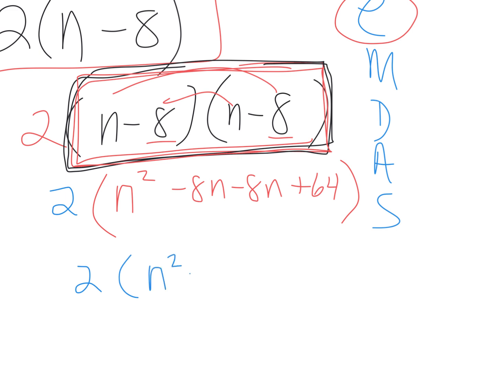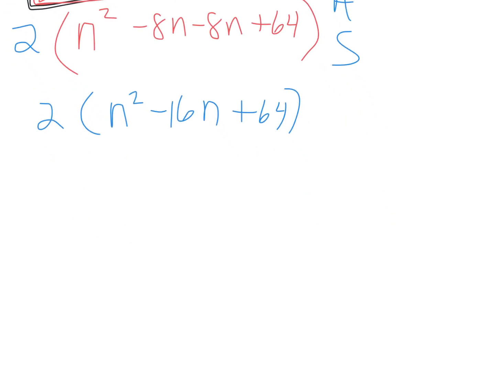n squared minus 16n plus 64. And now I have to times everything by 2. Now I know for some of you, you're going to be annoyed, wish you had a calculator, but 2n squared is really easy. 32n, pretty easy. How about 64 times 2? What's that? 128, very good.